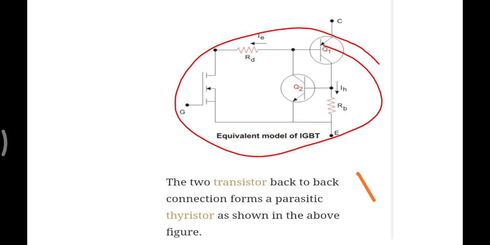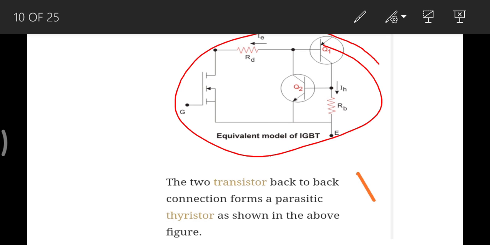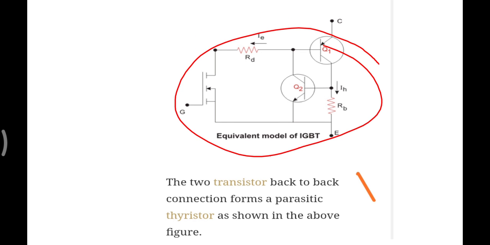So here we can analyze two things. First, the IGBT is similar to the MOSFET. How is it similar to the MOSFET? It is like an N-channel enhancement MOSFET with an injected P layer. This is the comparison of MOSFET with IGBT.